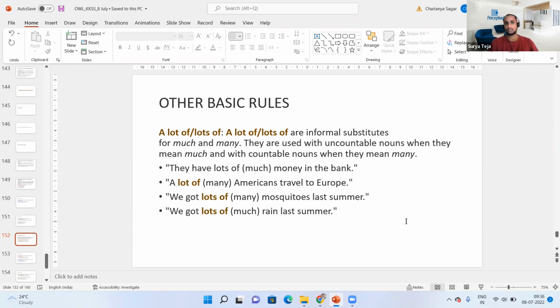So lots of, actually many times we use it and sometimes we get confused, but a lot of or lots of are very easy things because they are just an informal substitute of much or many. The only extra rule is that a lot of and lots of are both used for countable and uncountable nouns. If you see the examples, they have lots of money in the bank. Money is an uncountable noun, so much has to be used, so you said lots of. Here in this case, a lot is not appropriate.